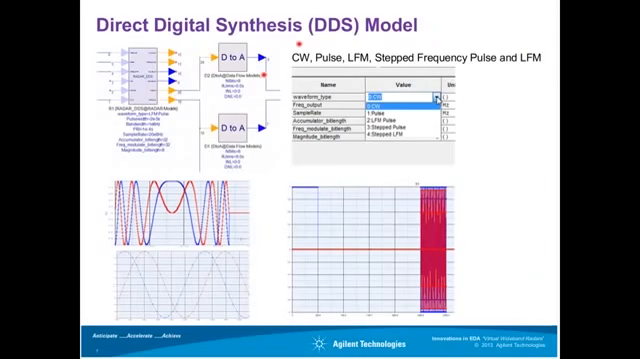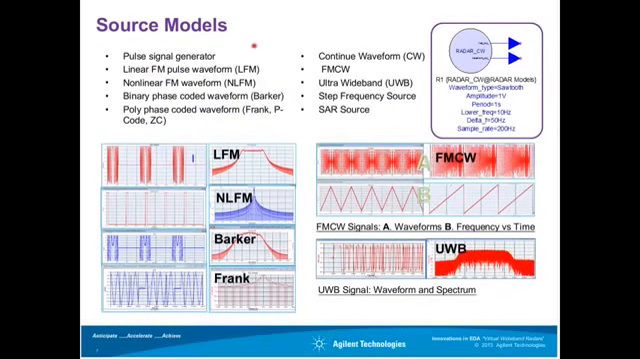Okay, firstly, let's look at the source models. Signal source in SystemVue design schematic page, you will see some symbol like that. We provide different signal sources for you, including the list here: linear, nonlinear, coded sources, and also continuous waveform, wideband, step, star source here.